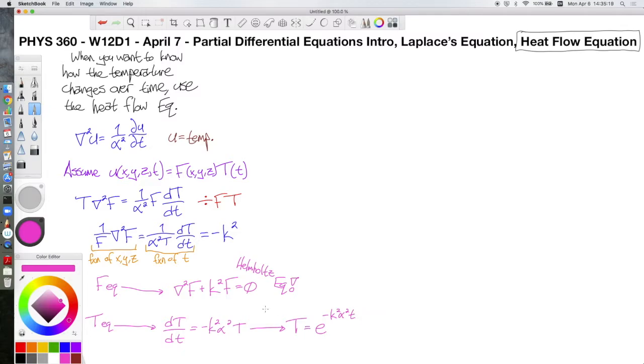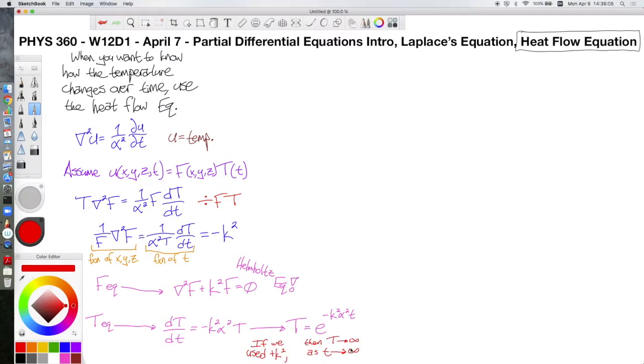So hopefully it makes sense that we used a negative separation constant here, because if we didn't use a negative separation constant, then our temperature, or our time portion, would explode as time goes to infinity.